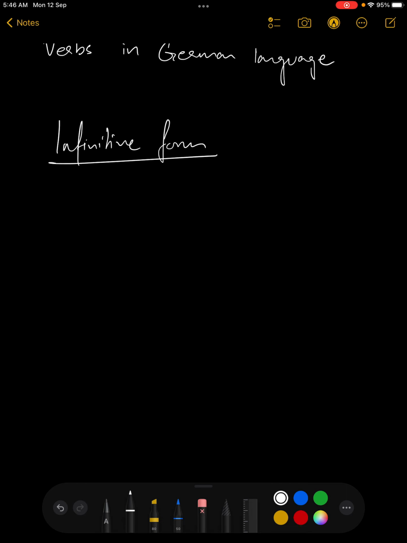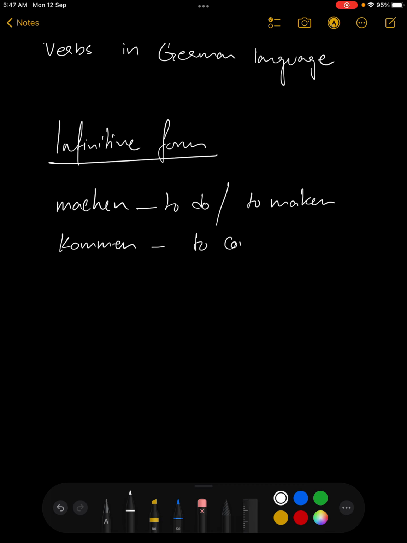Now I'll write a few examples: machen, M-A-C-H-E-N, which means to do or to make, or kommen, to come, or trinken, to drink. Now, unlike German nouns, verbs are not written with the first letter capital. You must write them with small letters only, unless the sentence begins with the very verb. Otherwise, it's fine.